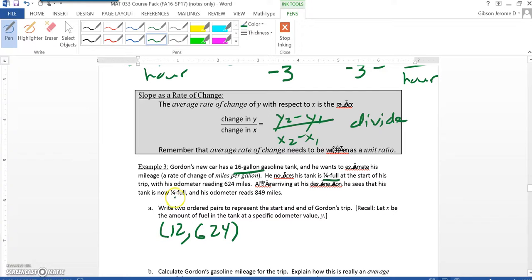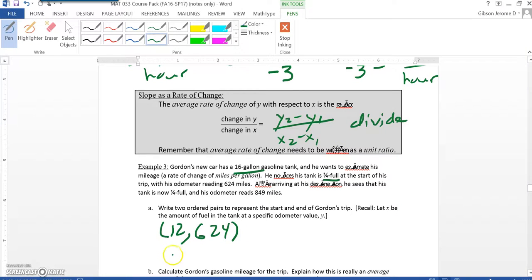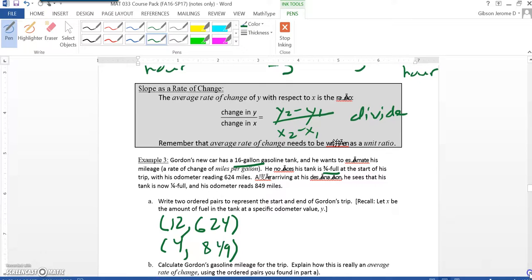Now the second ordered pair, we see that the tank is now 1/4 full. So we would take the calculator, take 1 divided by 4, multiply that by 16, and that gives us 4 gallons. So we know we would have 4 gallons. And then it says the odometer reads 849 miles. So it'd be 4, 849. So these are the 2 ordered pairs.